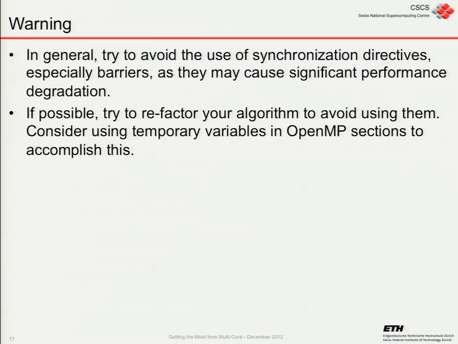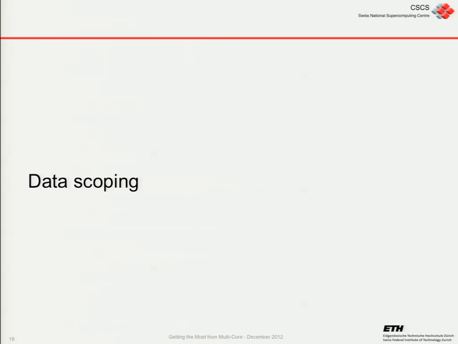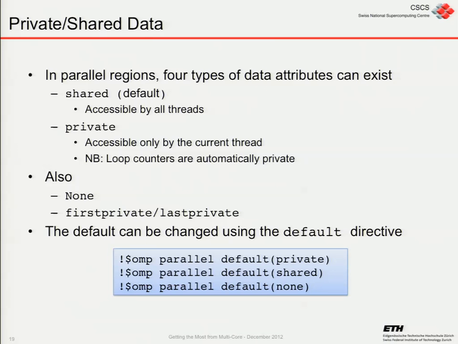We have then some data scoping. This is normally the most complicated part of what you actually have to do in your threading. Just going in and saying I want to parallelize these regions and put in some for and do directives and so on is quite simple, but which variables are shared, which variables are private, and so on and so forth. So private and shared are the main things that we're interested in.